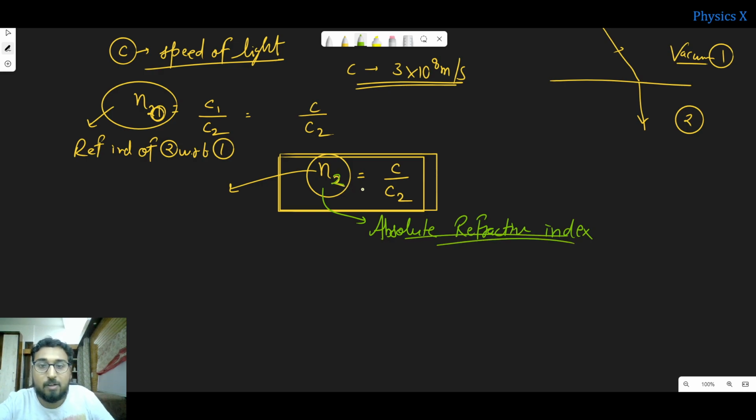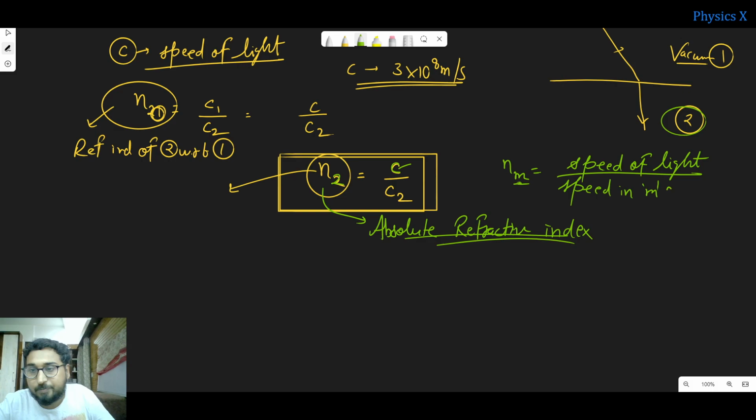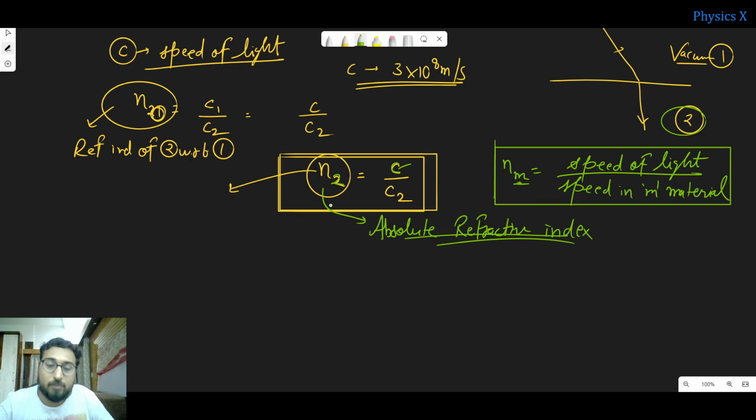What is the absolute refractive index? If you take the first material as vacuum and the second material as this particular material, which can be glass, water, whatever, then it is given by the speed of light upon the speed in the material. I'm just rewriting this in a more standardized form: the speed of light in vacuum, which is c, divided by c2, the speed in material m. So this is nothing but your absolute refractive index.